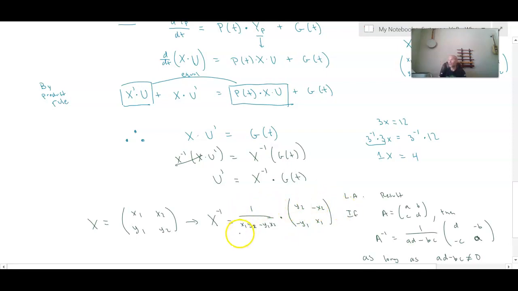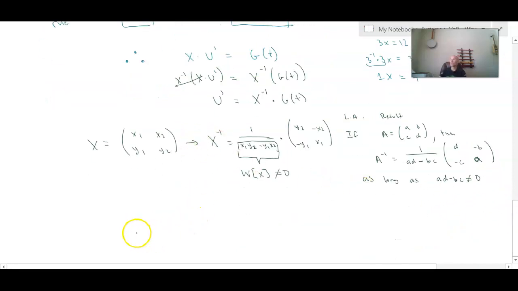This quantity right here is what we call the Wronskian. Okay, this is the Wronskian of x, and it cannot be equal to 0. Just that denominator, that's called the Wronskian. And the Wronskian of x cannot be equal to 0, because if it is, you get the same problem we had over here. Okay, great.